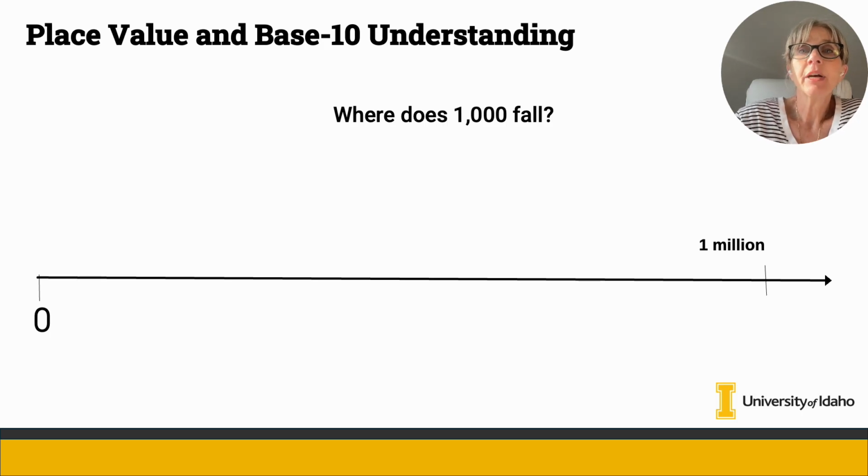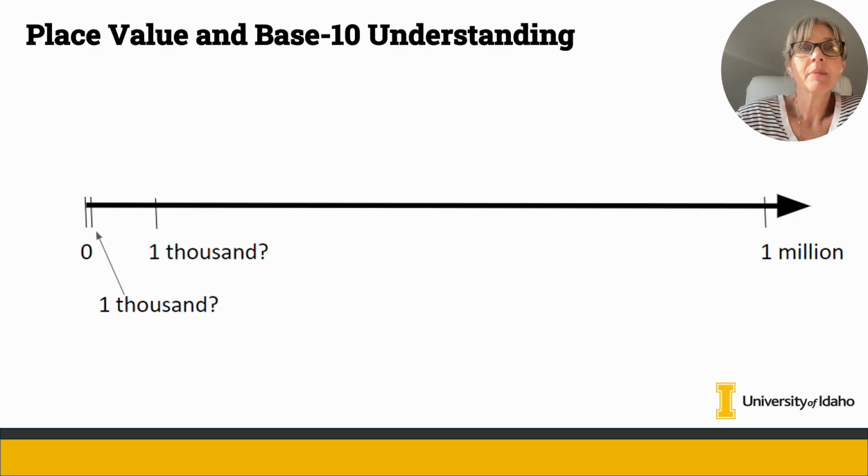Take a moment to identify where you think 1,000 would fall. Go ahead, pause. Where do you think I would place 1,000 on this number line? Press play when you're ready. Where did you place 1,000? What strategy did you use?